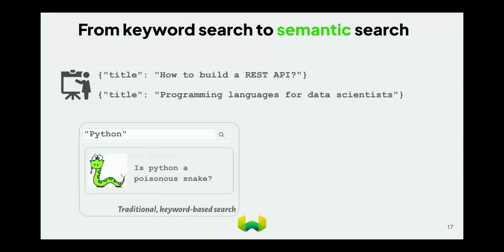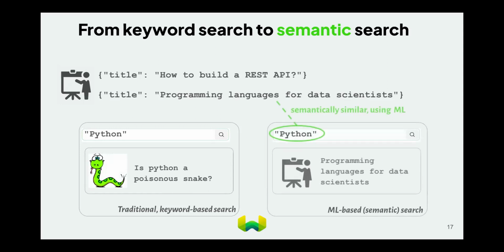Maybe you'll find something that contains Python literally. But if you search semantically for documents, then the results should include these programming languages for data scientists, because the meaning of that could be R or Python.